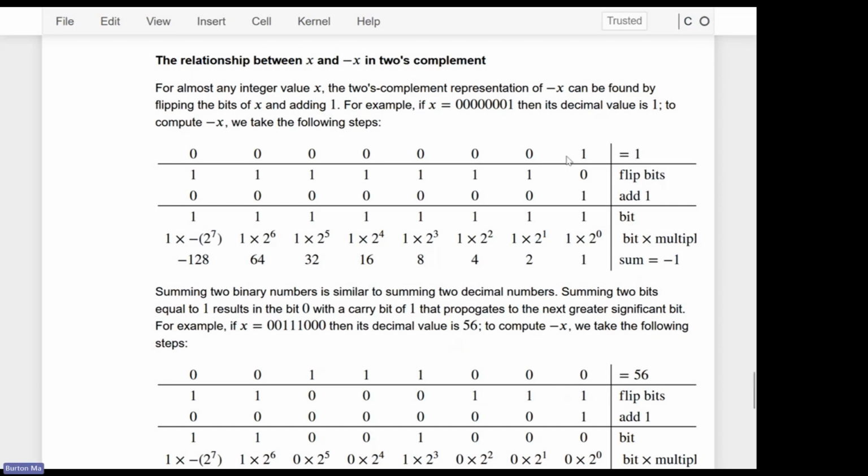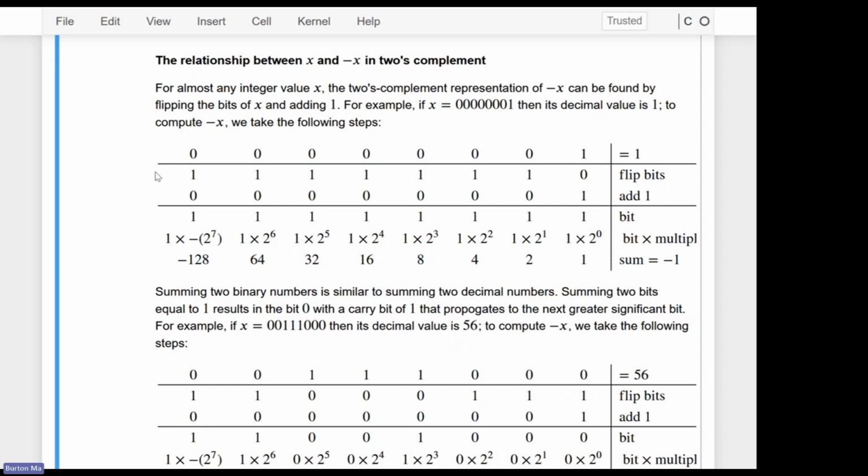So I'm going to start out with the decimal value one. Its binary representation is 00000001. I would like to compute minus one. So flip all the bits. All the zeros become ones. So we now have 11111110. And now add one to the flipped bit number.